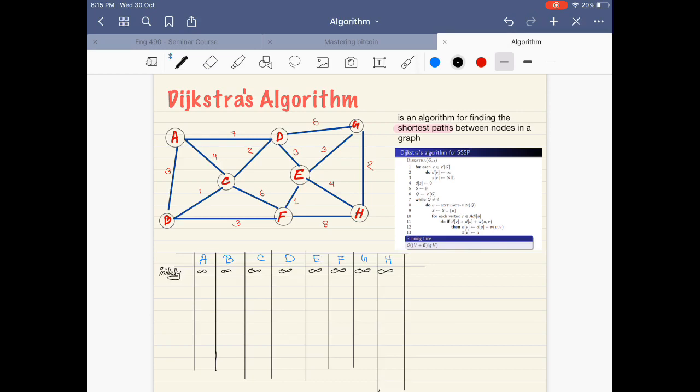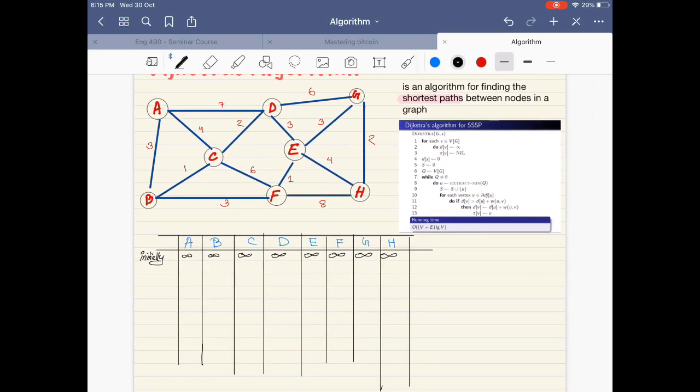So here A is our starting node. Initially, the distance from A to anywhere else is infinity because we still haven't traversed the whole thing yet. But when we start traversing, those values will be different from infinity. So let's start with A, our starting node. From A we can go to three places, right? So D, C and B. Among these three, which one is the smallest? So let's write these down first.